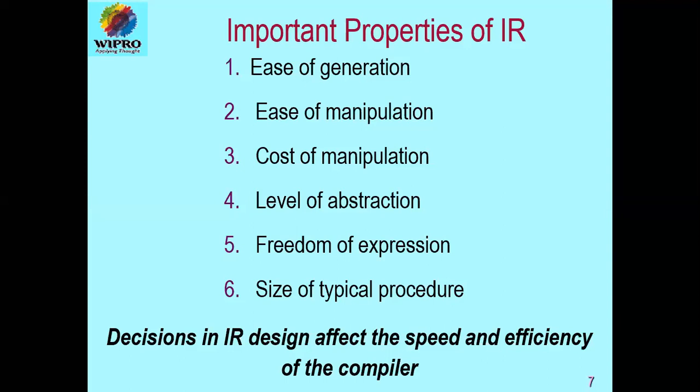Why? For example, yesterday I told you about the abstract syntax tree and directed acyclic graph. The abstract syntax tree and directed acyclic graph is also an IR representation, but it can represent only the mathematical expression. I cannot represent an array by using an abstract syntax tree, or a loop by using an abstract syntax tree or DAG. That is not possible. So we need some sort of IR representation which can represent all programming language constructs in the same way. So that's the freedom of expression we need. Okay. Size of the typical procedure should not increase the code or should not reduce it.